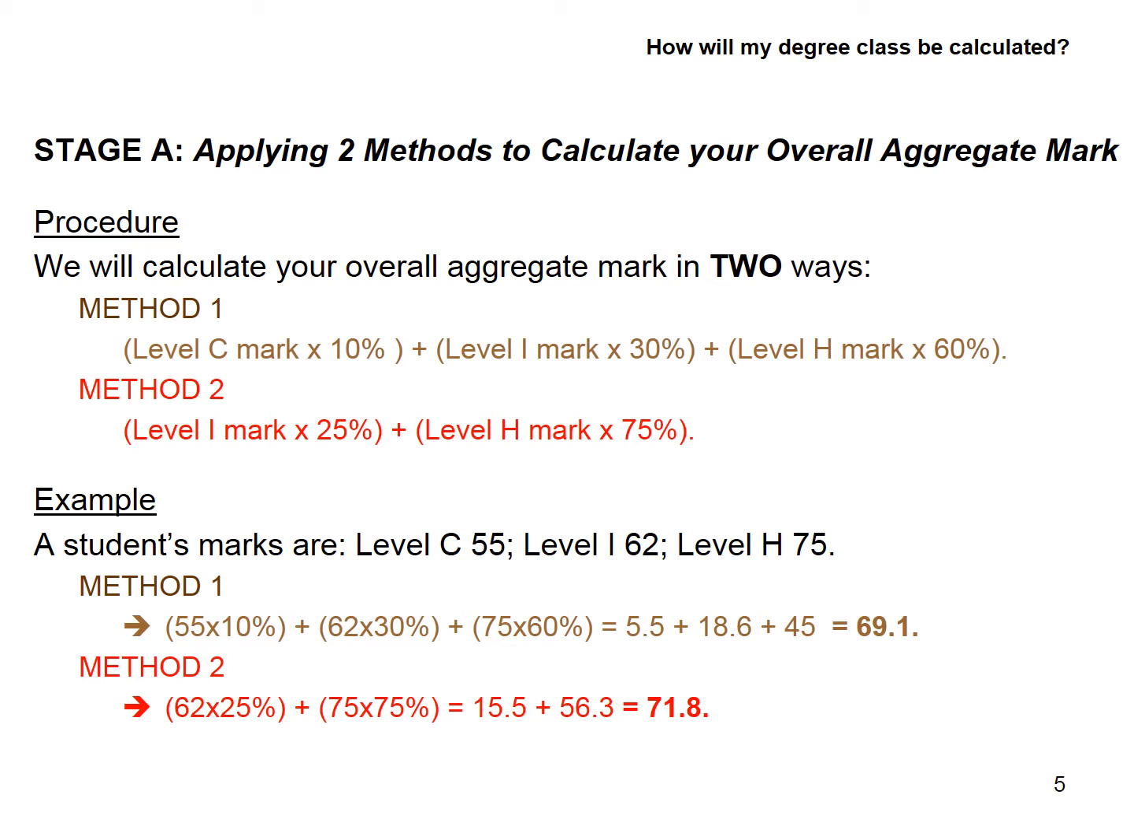In method 2, we will just look at your work from levels I and H. We will take your level I mark and multiply it by 25%, and then we'll take your level H mark times 75%. So we've got an example on the screen there. If we assume this student got 55 on average from level C, 62 on average from level I, and 75 on average from level H, by method 1, this student ends up with an aggregate of 69.1. By method 2, the student ends up with an aggregate of 71.8.